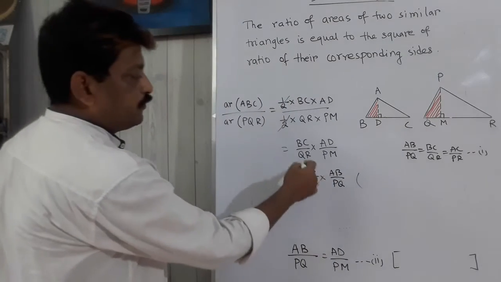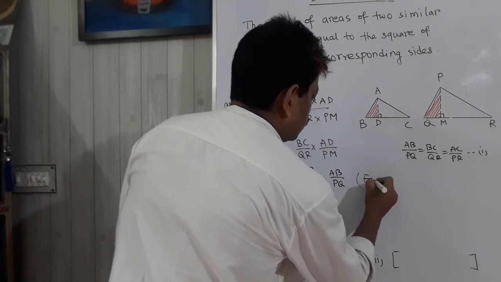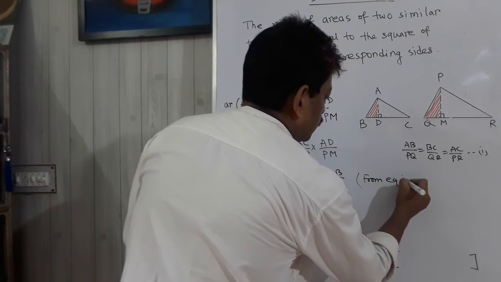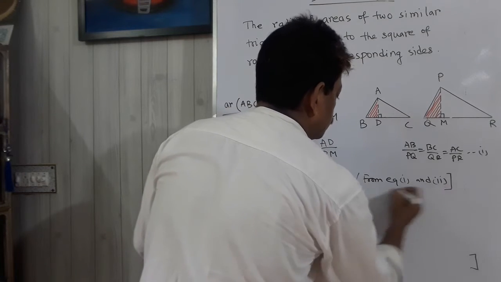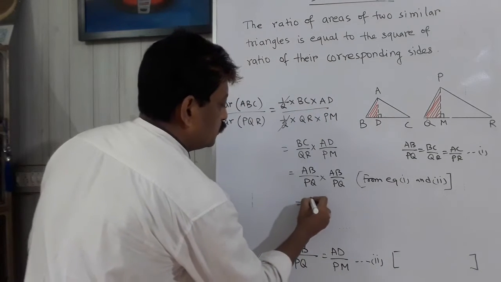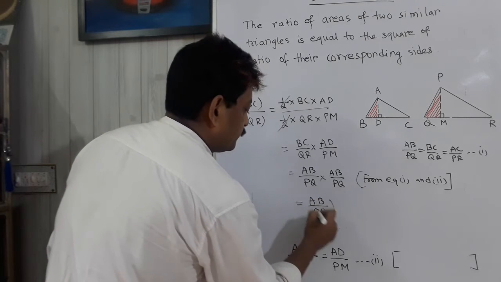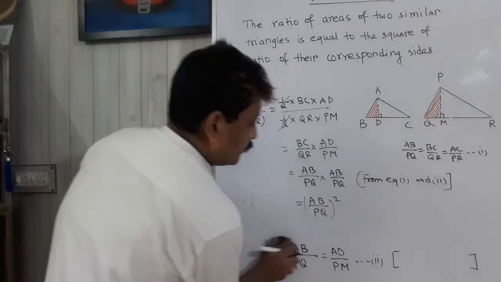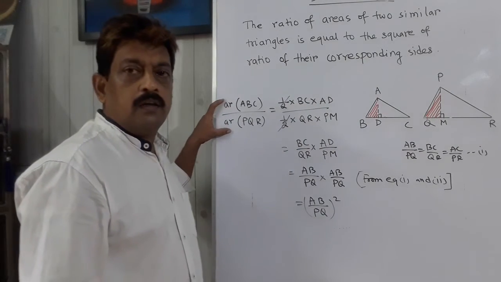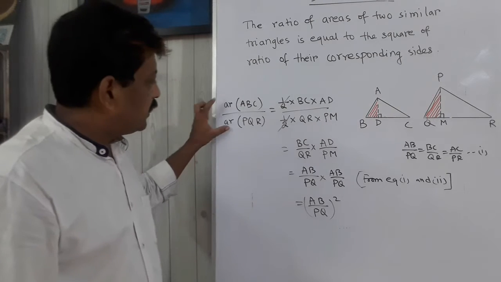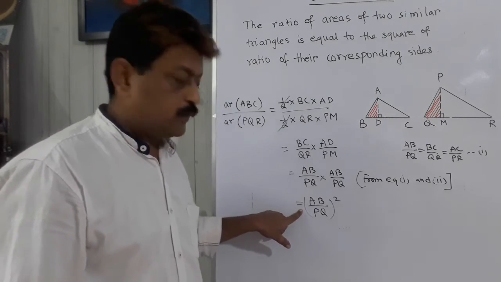So these two values we have replaced from equation 1 and equation 2. So from equation 1 and 2 it equals AB upon PQ whole square. So therefore what we have got? We have got area ABC upon area PQR is equals to AB upon PQ whole square.